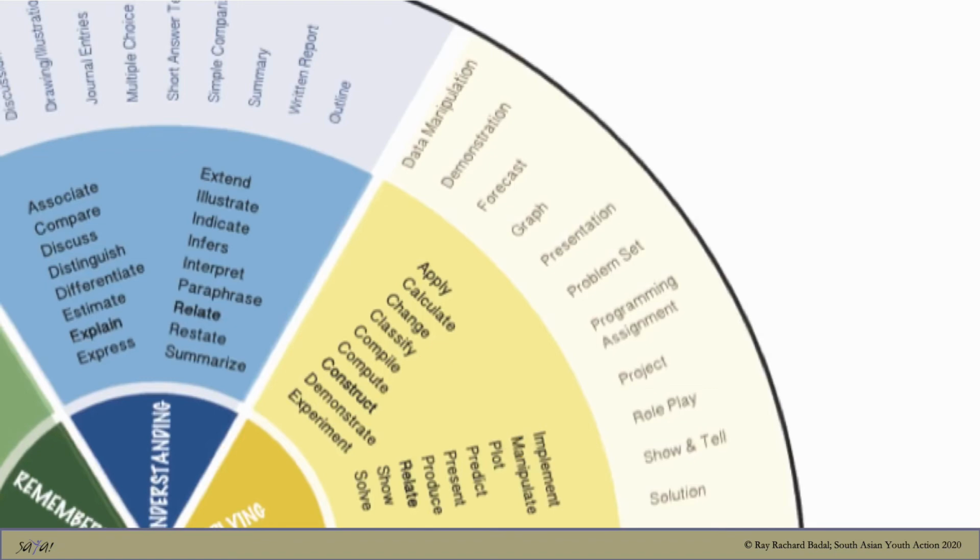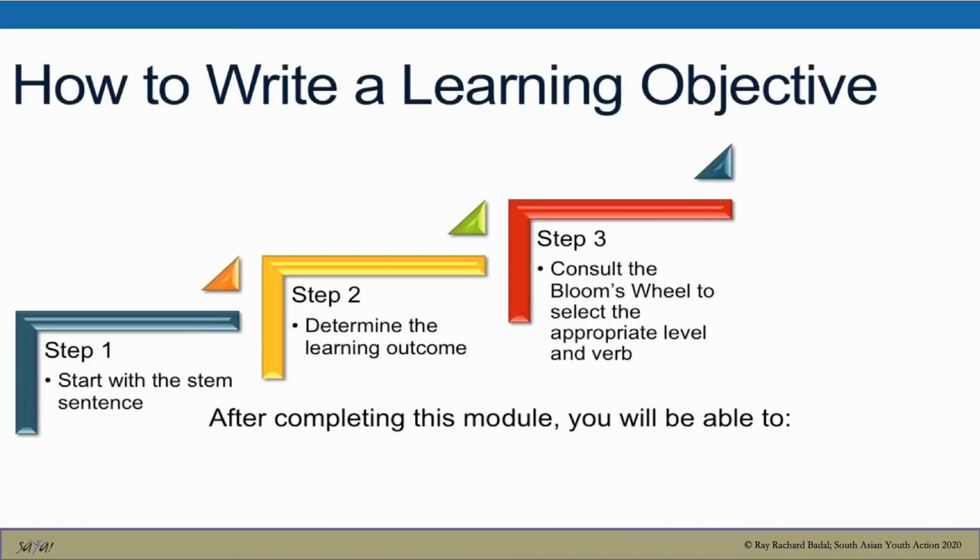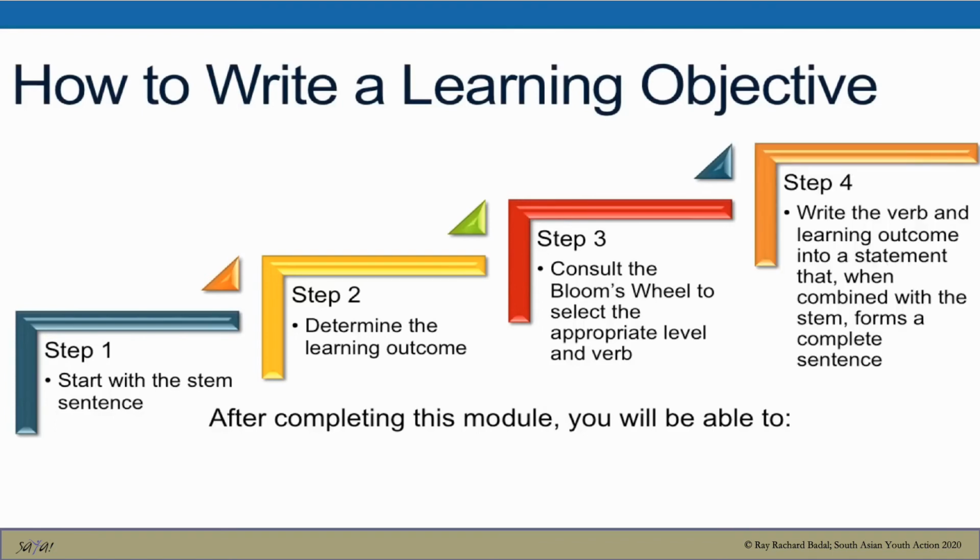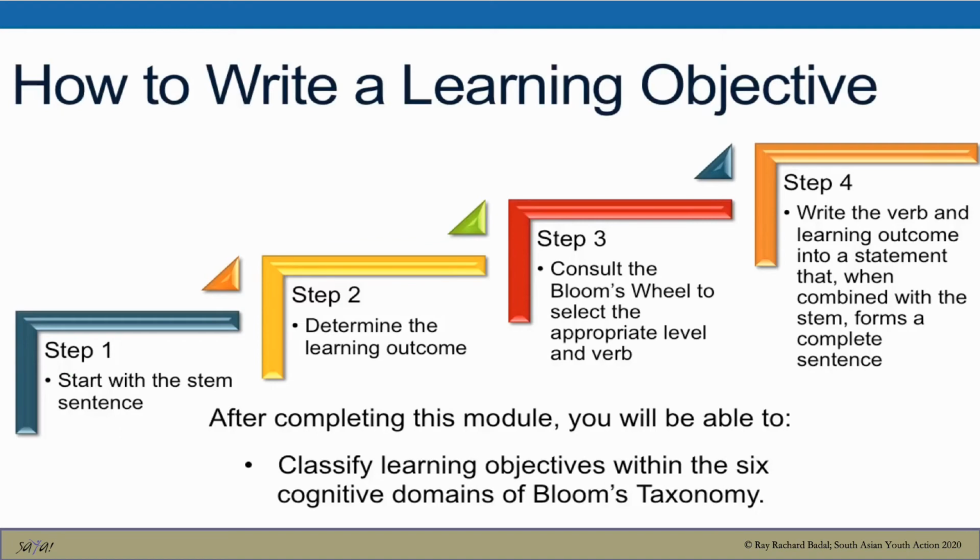This will demonstrate that they not only know the levels, but that they can both understand and apply this knowledge. Okay, so we are now ready to move on to step 4, which is to write out our actual learning objective. Classify learning objectives within the 6 cognitive domains of Bloom's taxonomy. We now have a student-centered, measurable learning objective that we can later use to design an activity, assessment, and related teaching strategies to be associated with this objective.